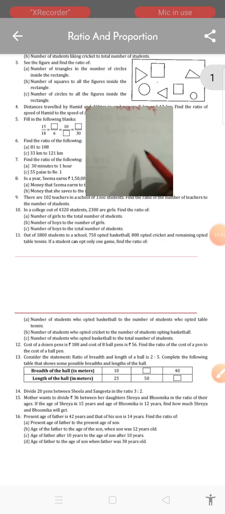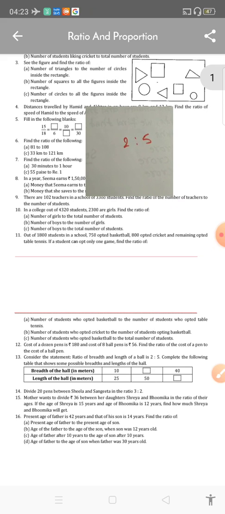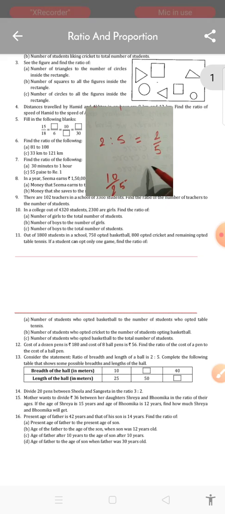Student, the ratio of breadth to length is given as 2:5. Okay, you can write it. This is the given ratio, 2/5. Now you can see here the first blank is given as 10/25, and after this, the bracket is over 50.